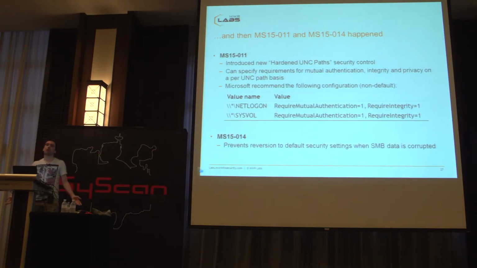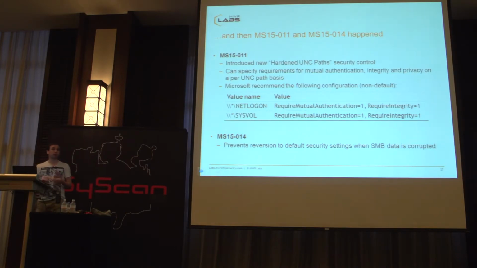So that's how things were prior to last month. Then Patch Tuesday, February, MS15-011 and MS15-014 came out. Now, MS15-011 wasn't a patch as such. It introduced a new security control that's configurable via group policy itself, and that's hardened UNC paths.